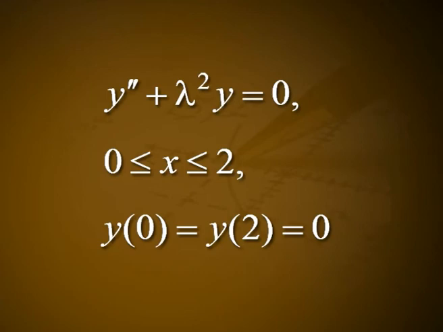Problem 9. Using the usual method and using a numerical method, find the lowest value of λ² and the corresponding solution to the boundary value problem y'' + λ² y = 0 for 0 ≤ x ≤ 2, y at 0 equal to y at 2 equal to 0. Solution.